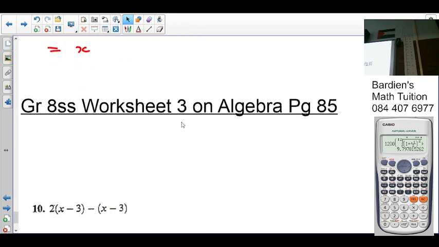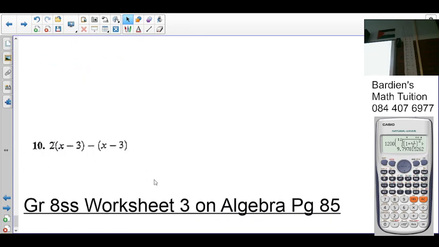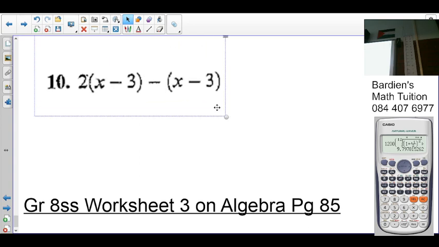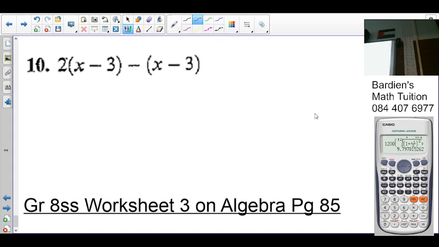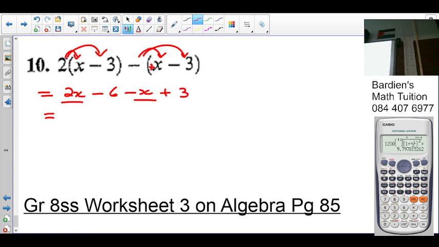Let's go to number 10. How many terms are here? 2 terms. Makes it a binomial. Get rid of the brackets. So what's 2 times x? 2 times negative 3? Negative times positive. Negative times negative is positive. So what do I look for now? Like terms. So 2x minus 2x. Minus 6 plus 3.